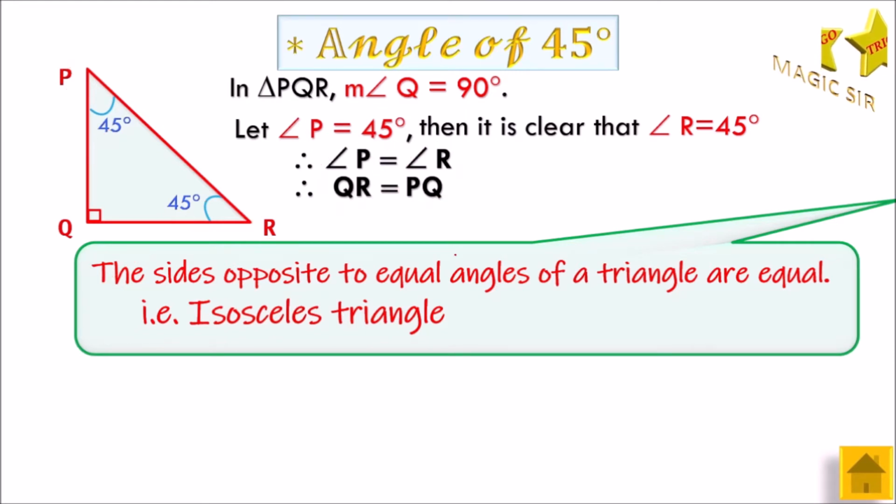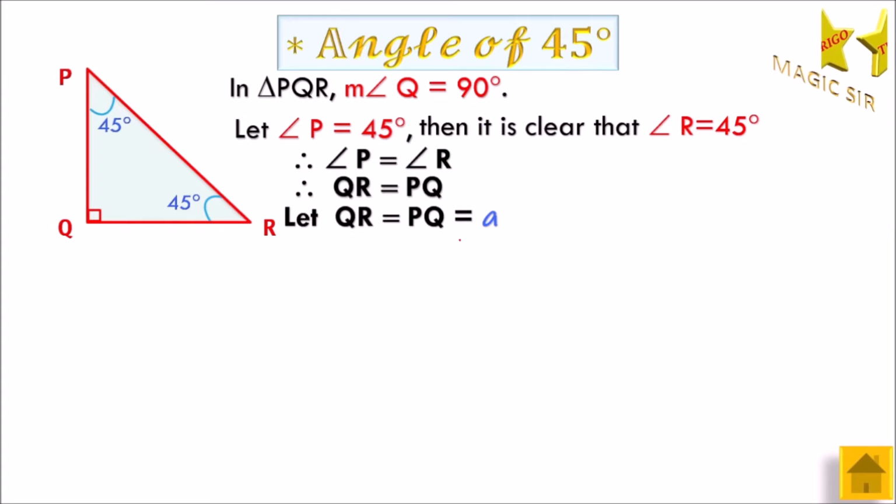So we can write QR is equal to PQ. Let us take QR equal to PQ is equal to A. So we put PQ equal to A and QR equal to A in the figure. Now we have to find hypotenuse PR.